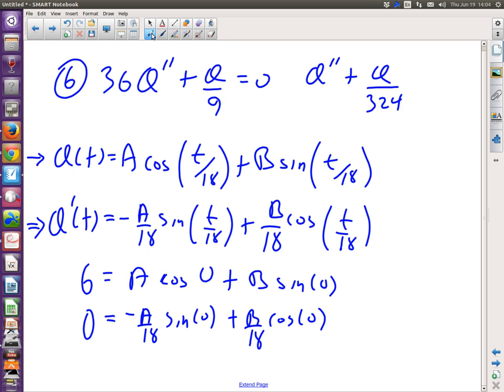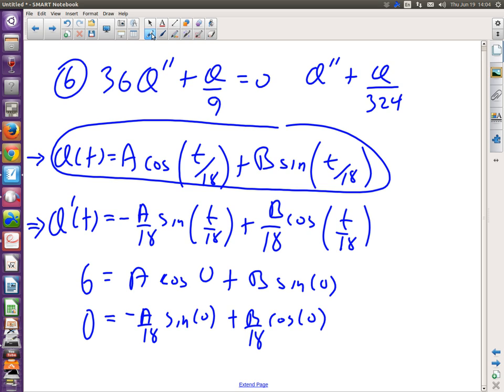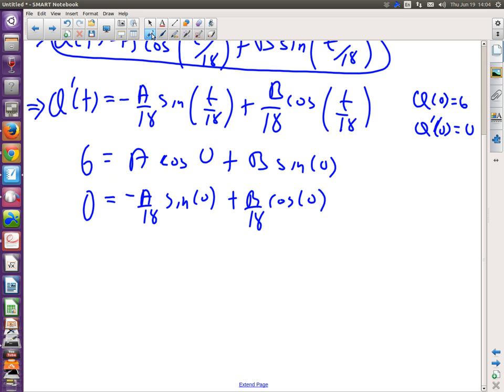So my particular solution, if this is the general solution and the initial conditions were Q of 0 is 6 and Q prime of 0 is 0, then my particular solution is, let's see, A was 6. So Q of t is 6 cosine of t over 18. And that just tells you how the charge changes over time on that circuit.